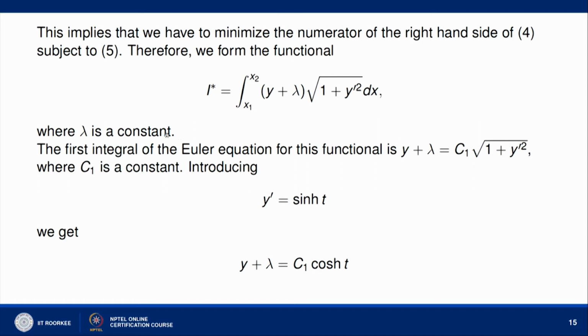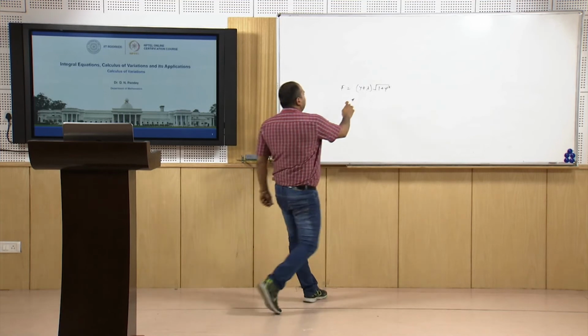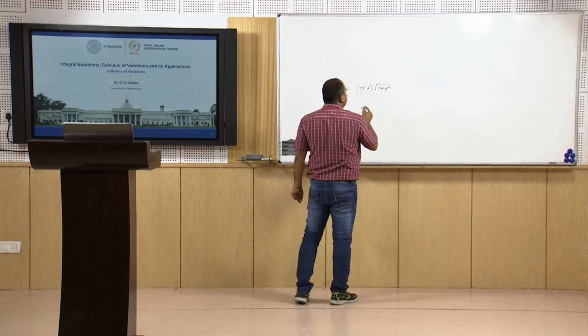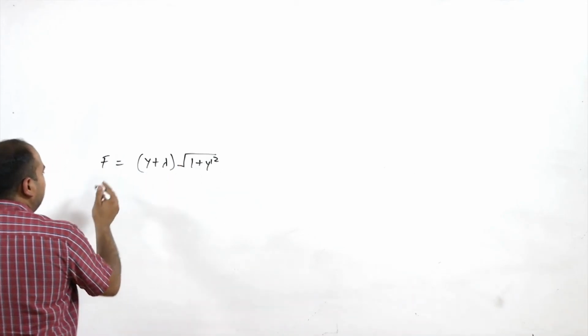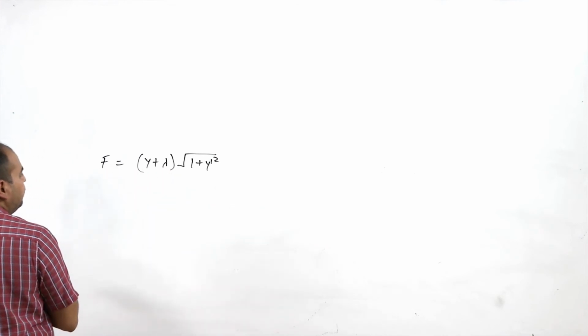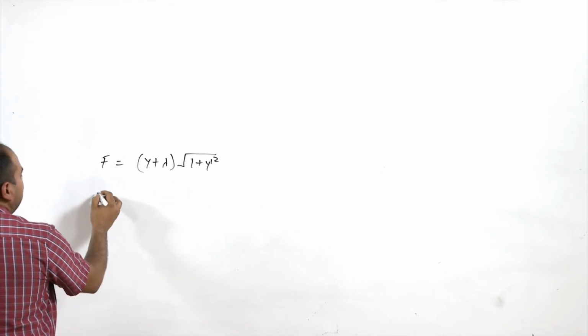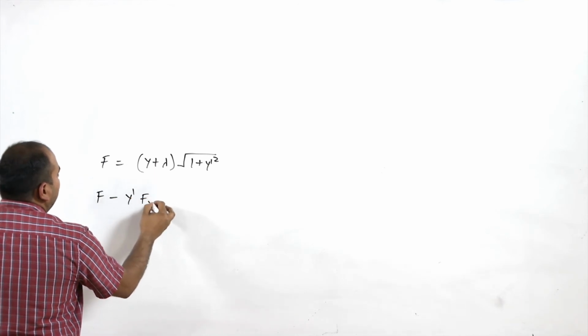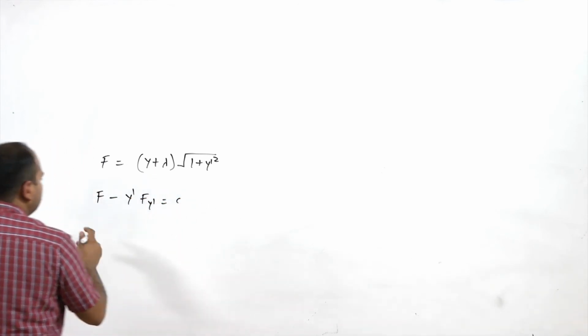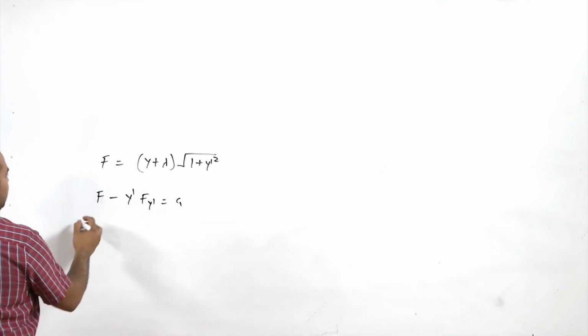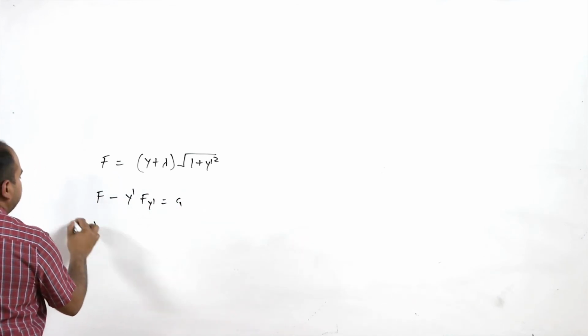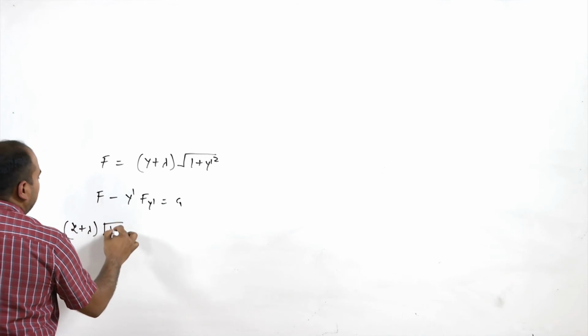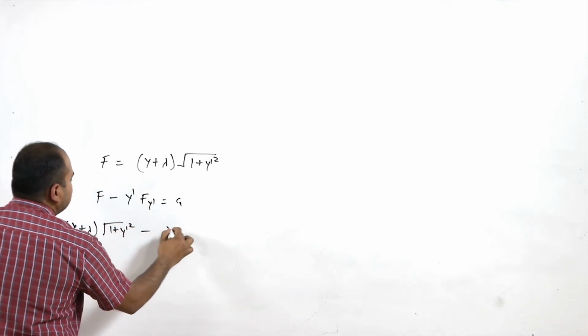So if you form the Euler's equation for this, then f is given as y plus lambda under root 1 plus y dash square. Now here f is independent of the independent variable x, so here your Euler's equation reduces to f minus y dash f of y dash equal to constant, let us say c1. The f is y plus lambda under root 1 plus y dash square minus y dash.